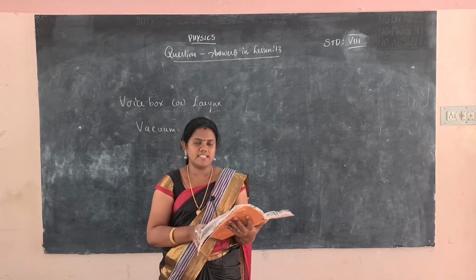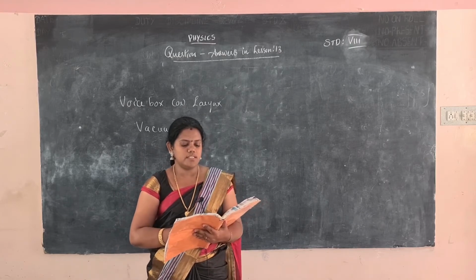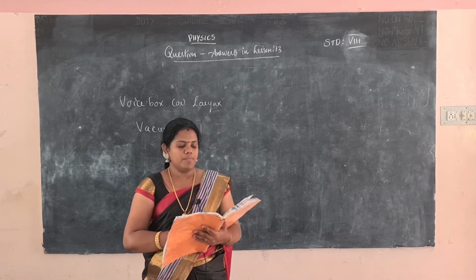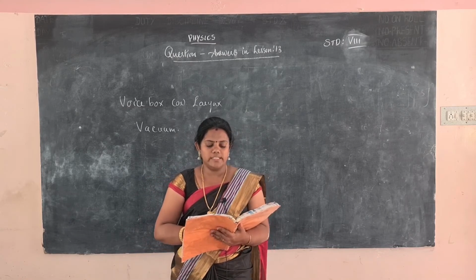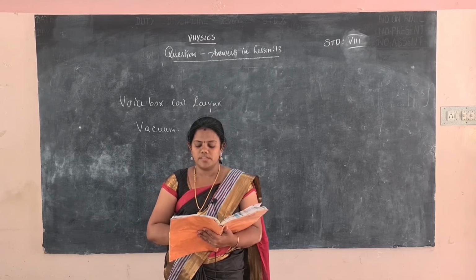Okay, then next we will go to the true or false on page number 169. I read the questions first. True or false. First one, the outer ear is like a stretched membrane that vibrates on receiving sound.